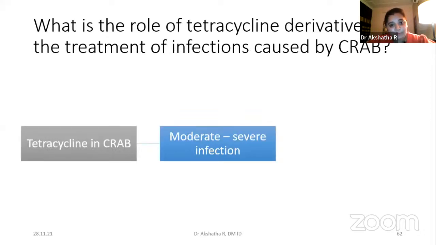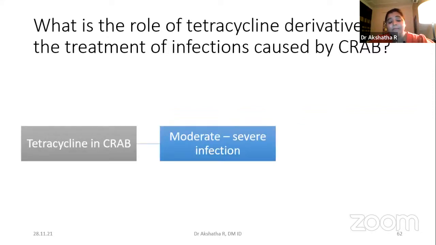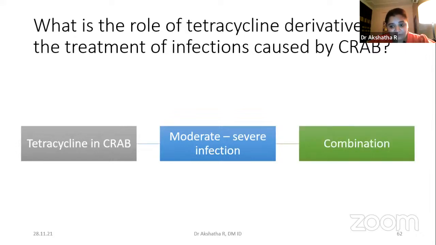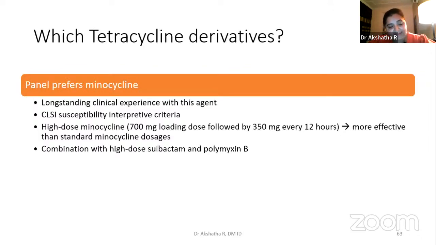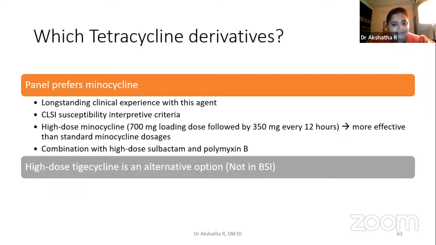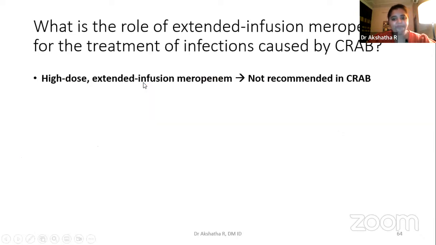And what is the role of tetracycline? As I mentioned, they are not talking about mild infection. In the previous guidance, they had mentioned that for mild infection you can use monotherapy, but this guidance does not address mild infections. So which tetracycline derivative? Minocycline is preferred over tigecycline just because there is long-standing clinical experience and CLSI interpretation is available, and we have to give high dose minocycline, that is 700 mg loading dose followed by 350 mg Q12 early rather than the standard doses. High dose tigecycline is an alternative, but it should not be used in bloodstream infection.